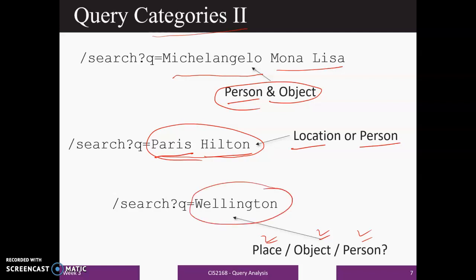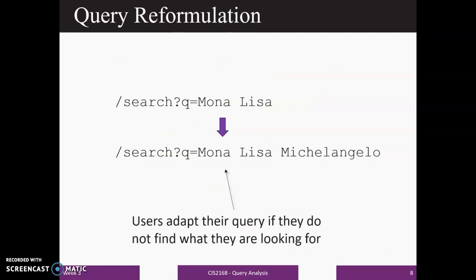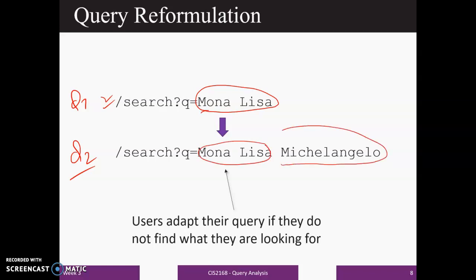Now next we will see how to reformulate the queries. Reformulation of the query is important for analyzing the query. So here you can see this is query number 1 and this is query number 2. What is happening here? Here you can see only Mona Lisa is given, whereas in the second query this is given, that is Mona Lisa is coming from query number 1, but with an additive element. This is a new element.